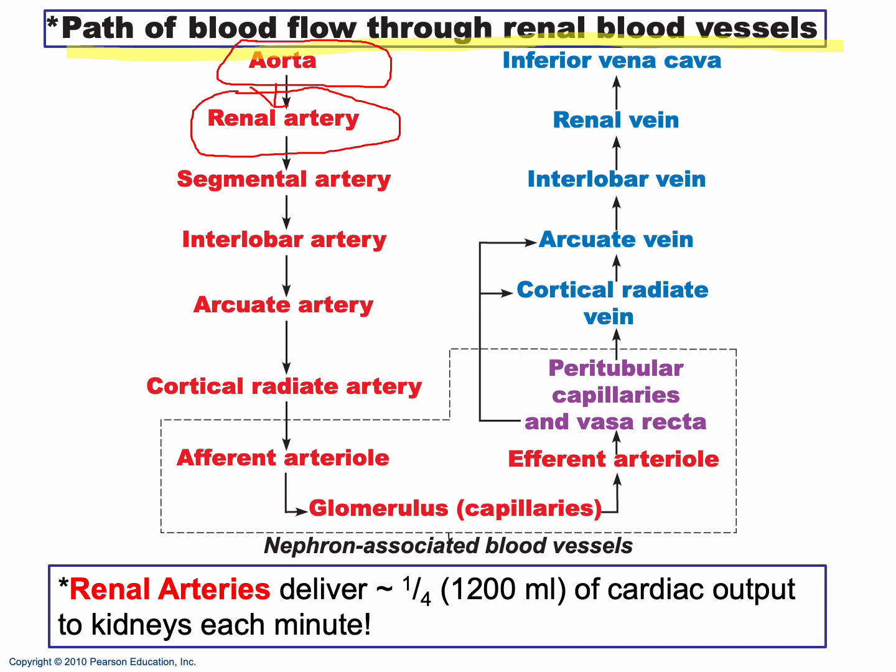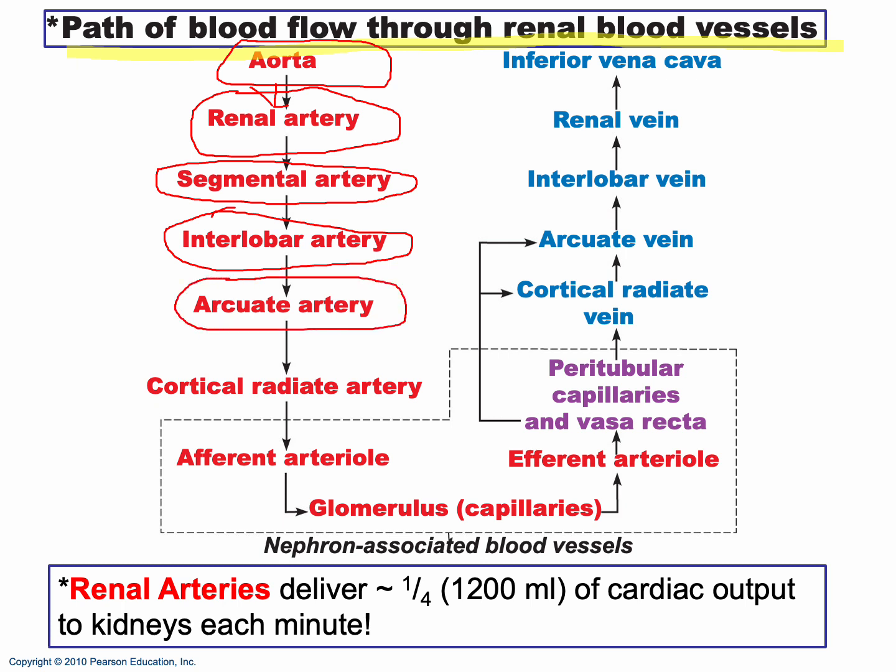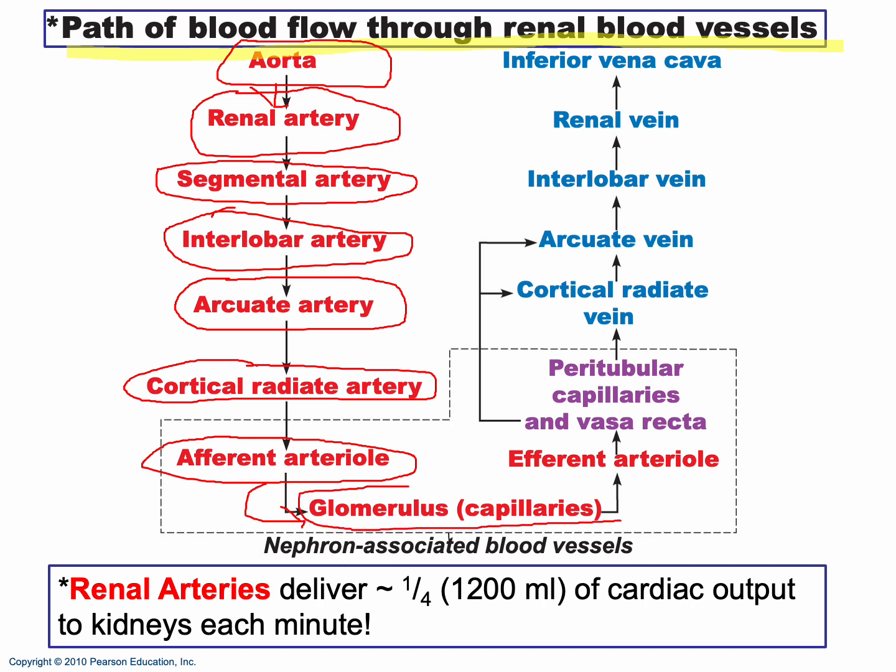And then we start to have a lot of branching that occurs. After that, we have what's known as the segmental artery, and then the interlobar artery. These are getting smaller and smaller. Arcuate artery. And then the last artery is the cortical radiate artery, which are pretty small. And then the blood flow will leave an artery and go into what's known as an afferent arteriole. Remember, arterioles are pretty tiny, before eventually the oxygen-rich blood makes its way into the glomerulus.